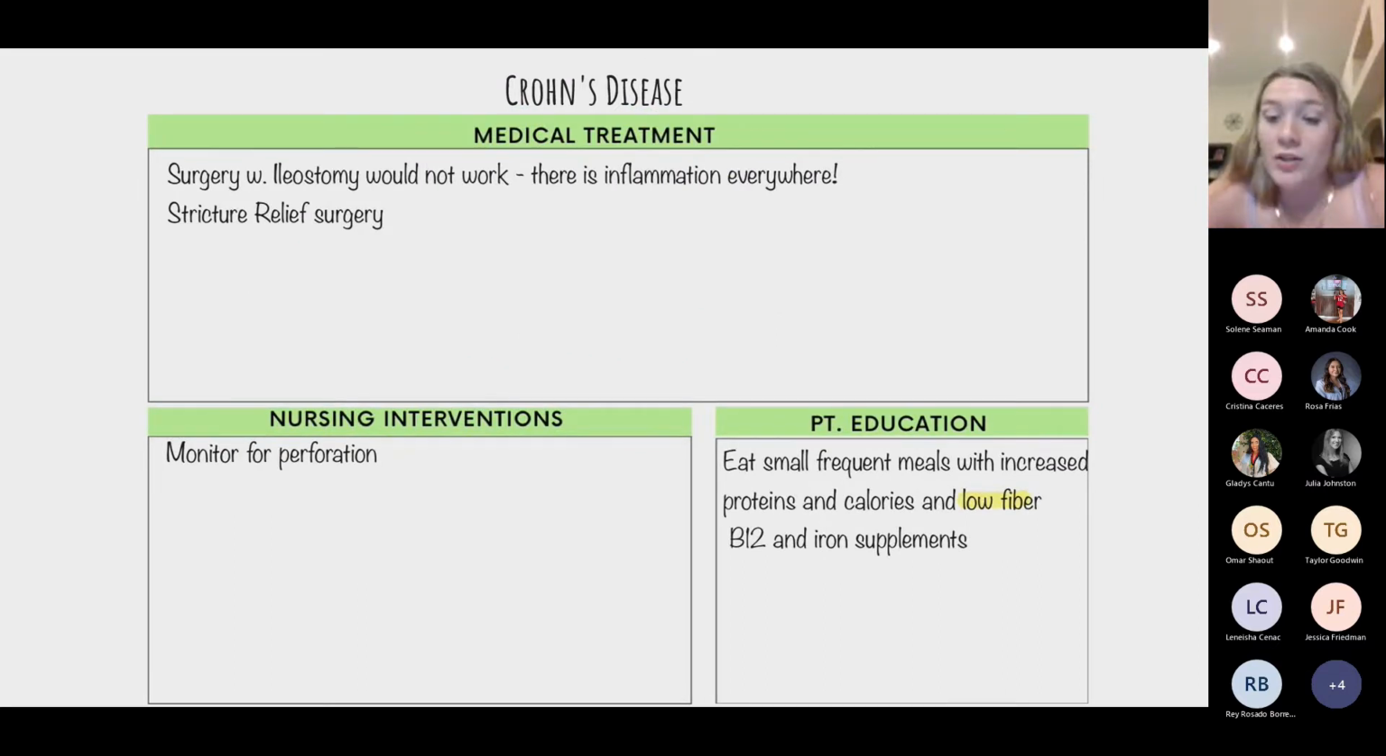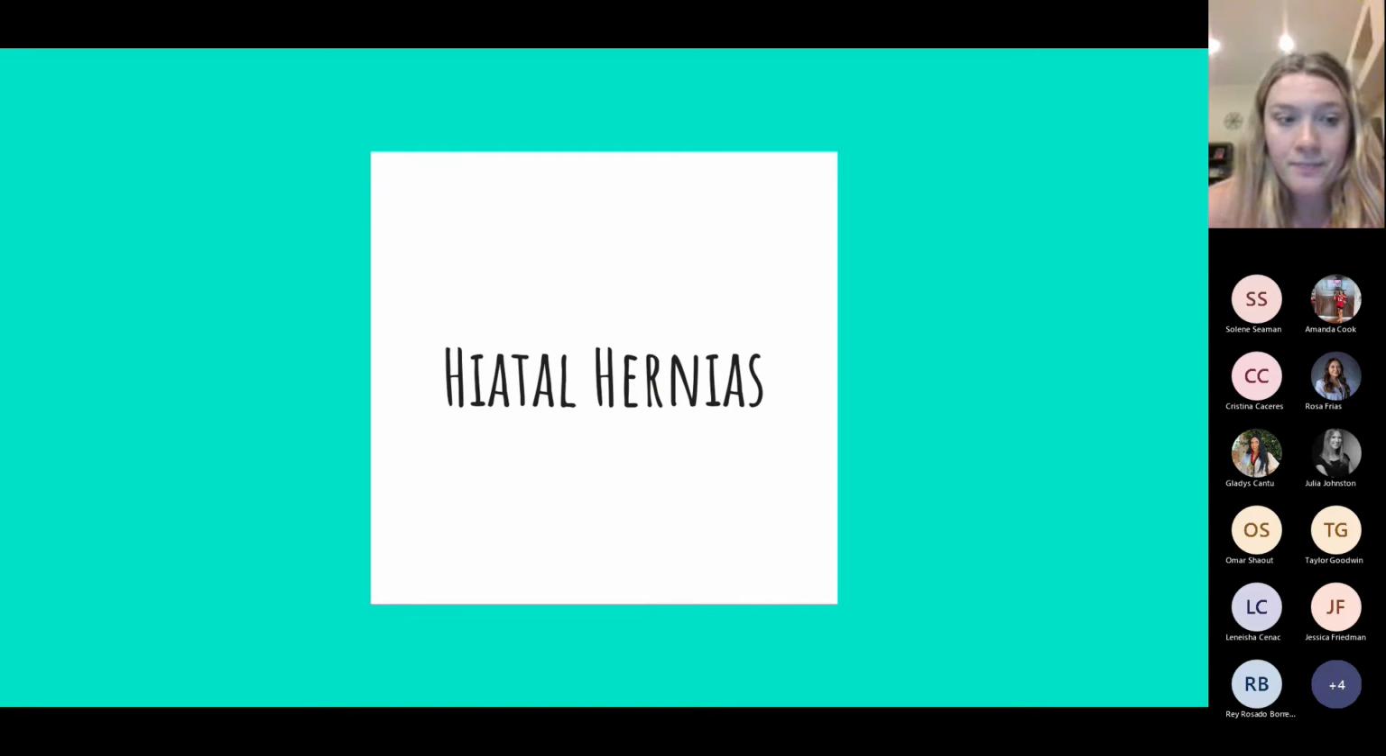Again, ileostomy wouldn't work. The only surgery that might help is a stricture relief surgery. But with Crohn's disease, we're going to treat it medication-wise with all the stuff from UC, such as our NSAIDs, our prednisone, our immunomodulators, immunosuppressants, etc. For our Crohn's patients, we want to encourage small meals that are low in fiber, especially during their exacerbations. And when they are having an exacerbation, we really want to limit what they're taking.